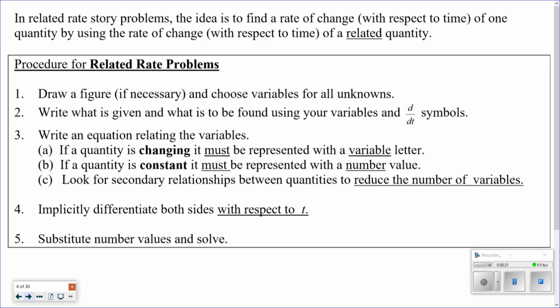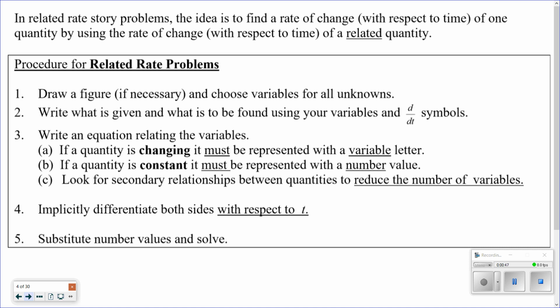So when we go to find our related rate story problems or application problems, the idea is that we're going to find a rate of change with respect to time of one quantity by using the rate of change of a related quantity. That's why they call them related rates. Here are the steps we're going to follow to do these. And like always, these steps will make more sense when we actually apply them and go through a problem. So we'll keep referring back to these.